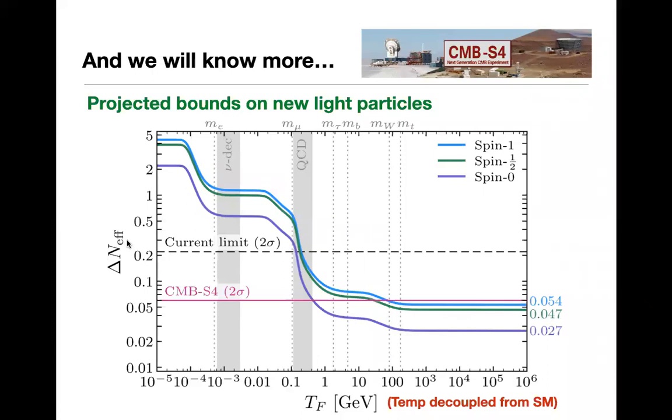So on this side, we have the change from the standard model degrees of freedom. So the current limit at 2 sigma is this dotted line across the top. And depending on the spin of the particles, you have the blue line, the green line, and the purple line.